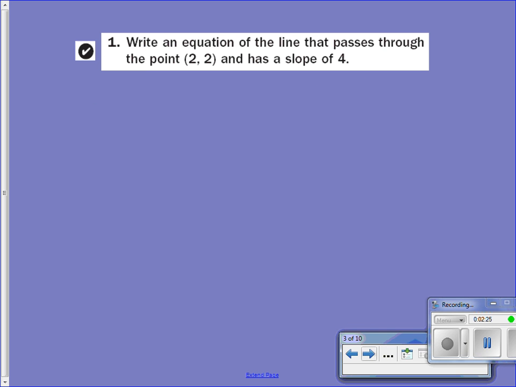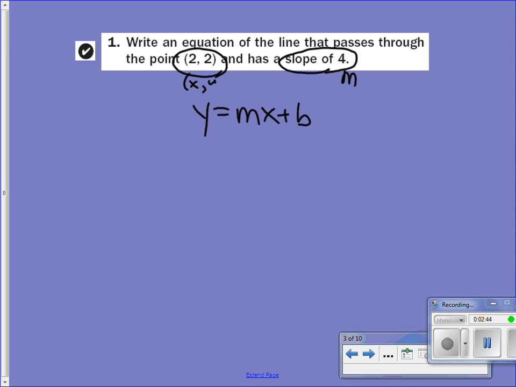So let's try that again. In this one here, we're going to write an equation of a line. Now this line passes through the point (2, 2), but it has a slope of 4. Well, we already know our m. So in our equation, y = mx + b, they gave us an example of an x and a y that work in the equation. So 2 = 4 times 2 + b. And all we need to do now is solve for b.